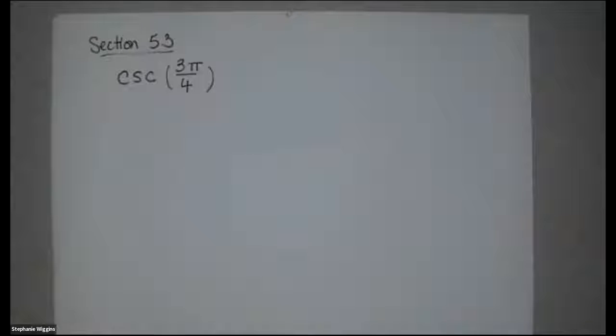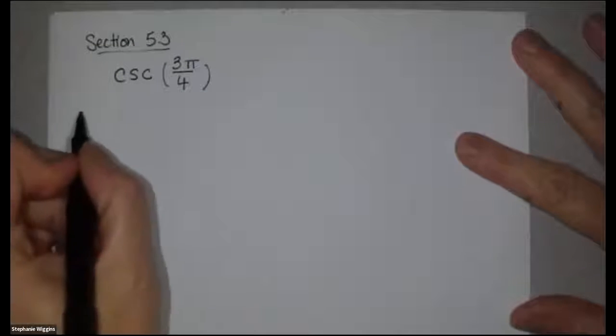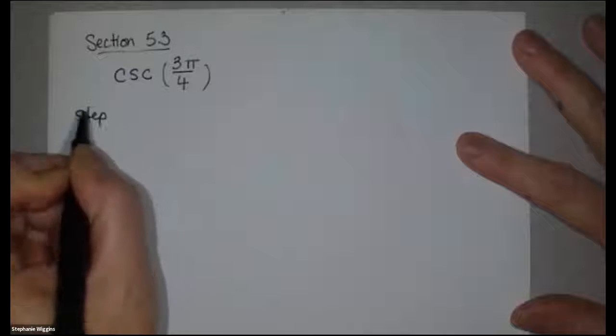Well, the process of finding the value without a calculator is very educational. So it's going to help you when we start working with the unit circle. So let's just go ahead and bear with me on this process. And we want to find the cosecant of 3 pi over 4. So the first step is to draw your angle in standard position.